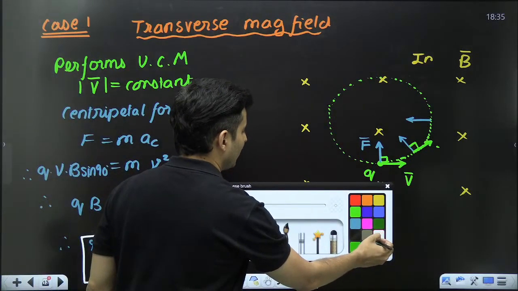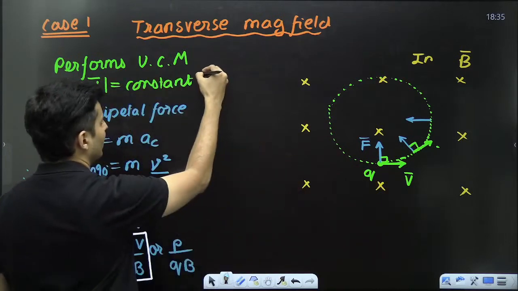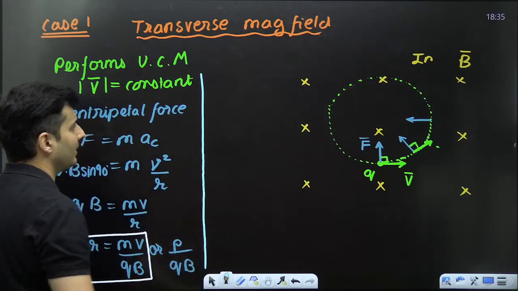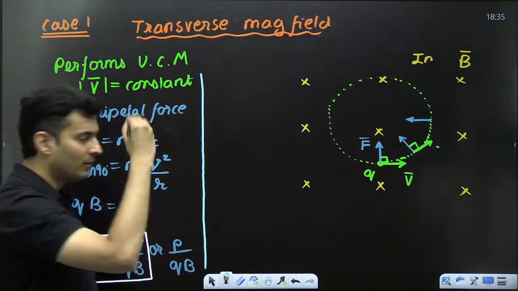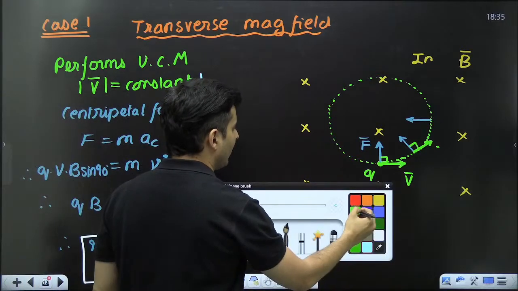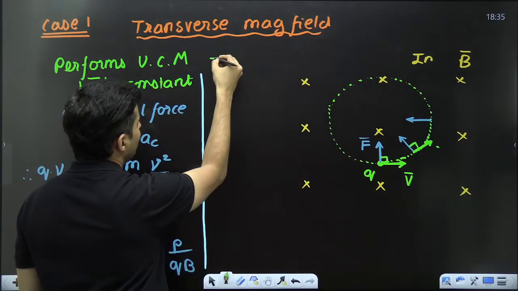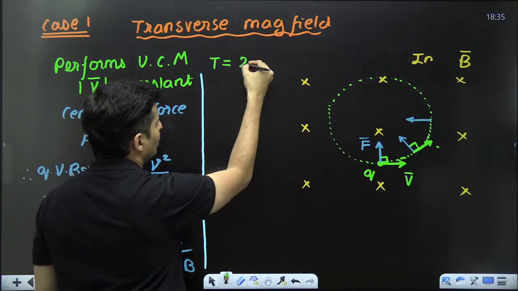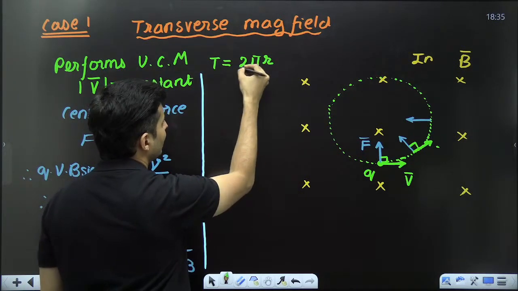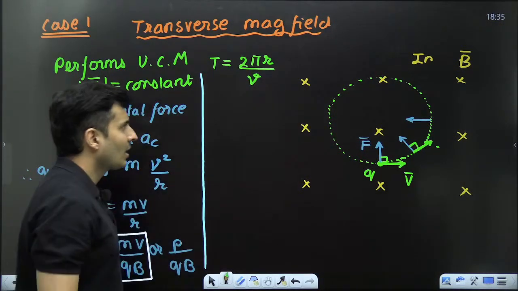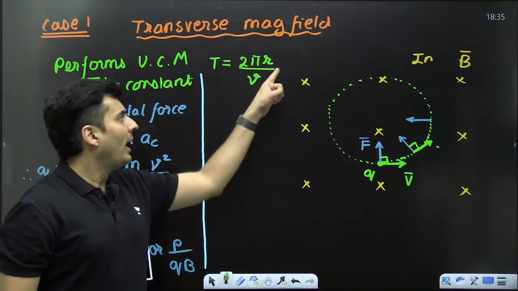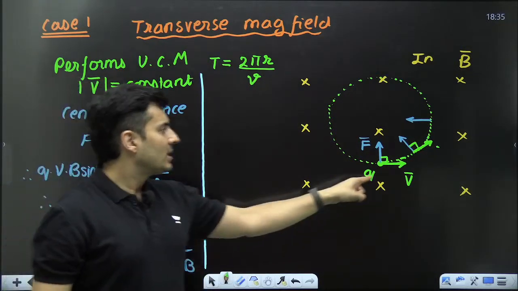Now the next point that we have to discuss is what is the time period? How much is the time period of the motion? For the time period, time period is nothing but 2 pi r, which is the circumference, divided by the speed. Agree or disagree? 2 pi r by that speed.